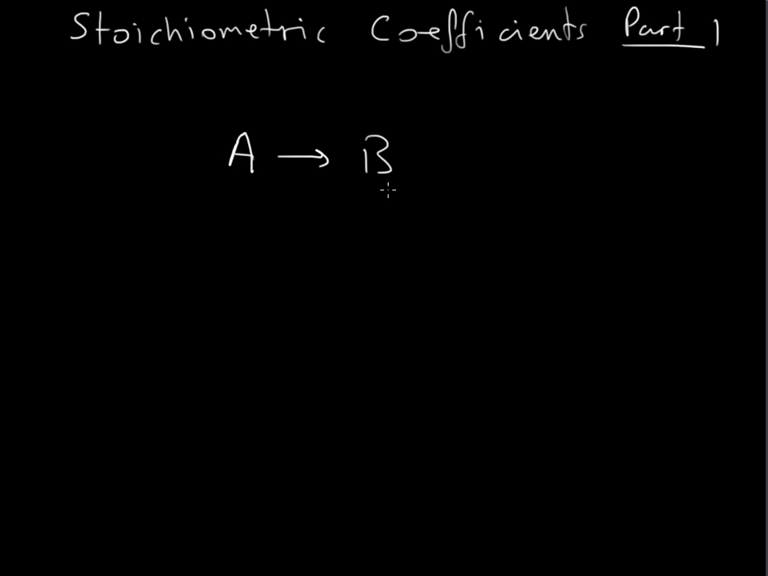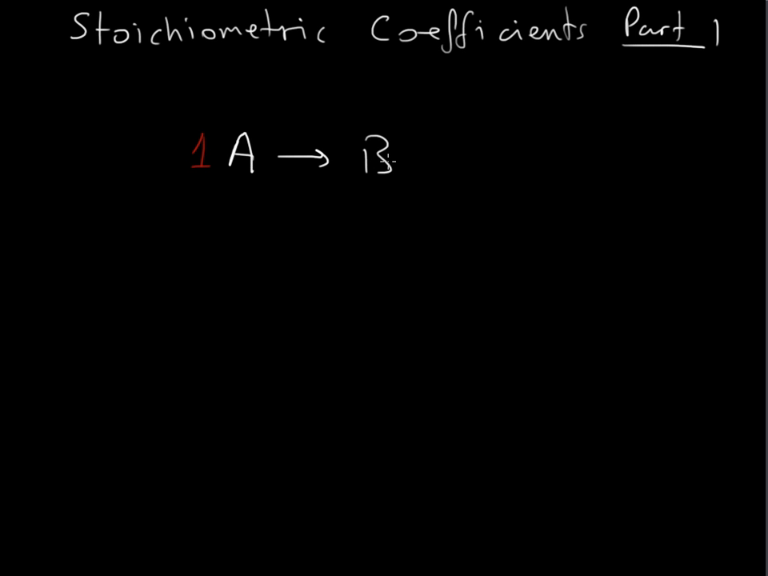reactant side and does not occur on the product side. Likewise for B. B only occurs on the product side, does not occur on the reactant side. So this is what I mean by the simple case. In the next video we'll look at the case where A can appear on both sides or B can appear on both sides. Now you remember before that we talked about stoichiometric amounts.